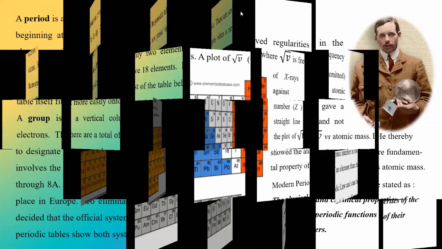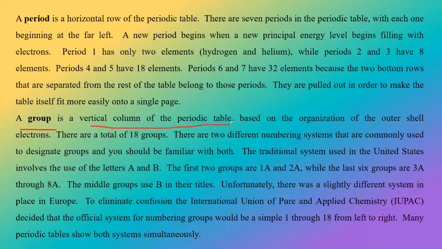and continue our journey with groups. Now what are groups? A group is a vertical column in the periodic table based on the organization of the outer shell of electrons. There are a total of 18 groups. 2 numbering systems are basically available. One is the Roman, another is the Indo-Arabic, right? That designate the groups. Okay.